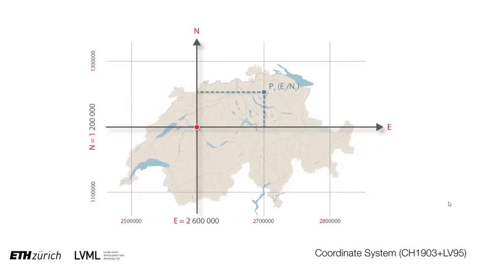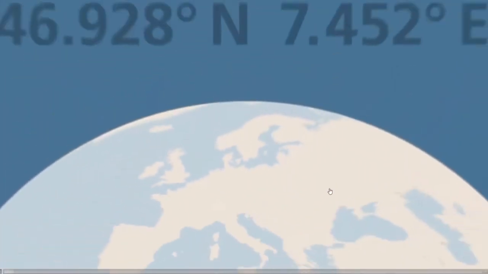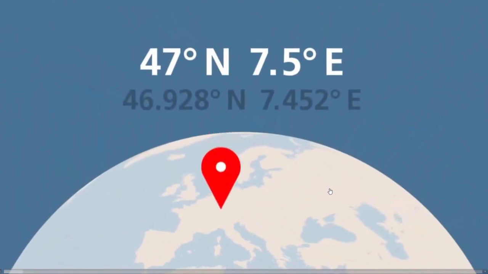In Switzerland, the geographic coordinate system is called Landesvermessung 95. They separate the north and east coordinates by putting a different first number. So north coordinates always start with a 1 and the east always with a 2. There's actually a good movie that I would recommend, Schweizer Koordinatensystem. It will just explain the general principles of how this works.